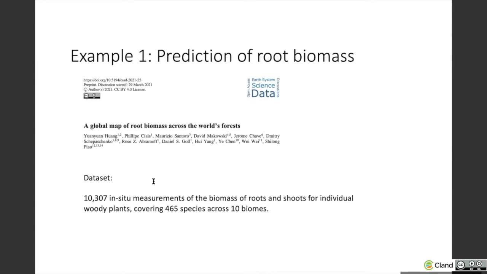To finish this first part of the course, I will present two examples. The first example aims at predicting the root biomass of trees across the world forest. This was based on a data set including a little more than 10,000 measurements. The measurements consisted in biomass of roots plus many characteristics of trees covering 465 species. So the main objective here was to predict the biomass of the root, because measuring the biomass of roots of trees is very difficult, it's very costly, it takes a lot of time, of energy. And so, of course, if we are able to predict them from the other tree characteristics, we can save a lot of time and a lot of money.